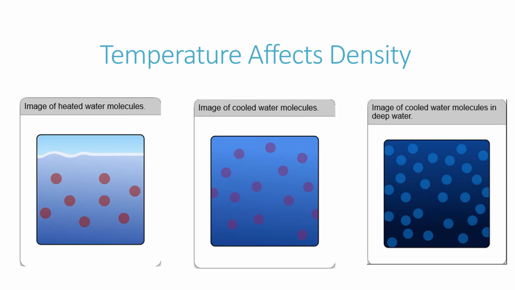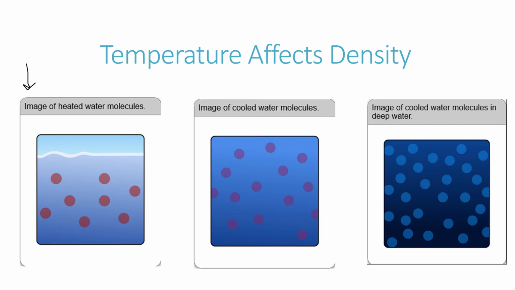If you look here, you can see 3 pictures of the water molecules and how they change at different temperature levels in the ocean. On the far left, you see the image of the heated water molecules. As you can see, they are further apart. We know that the ocean water will absorb heat from the sun, and so in those shallow waters, it's going to be warmer water. This picture depicts what the molecules would look like at that level.